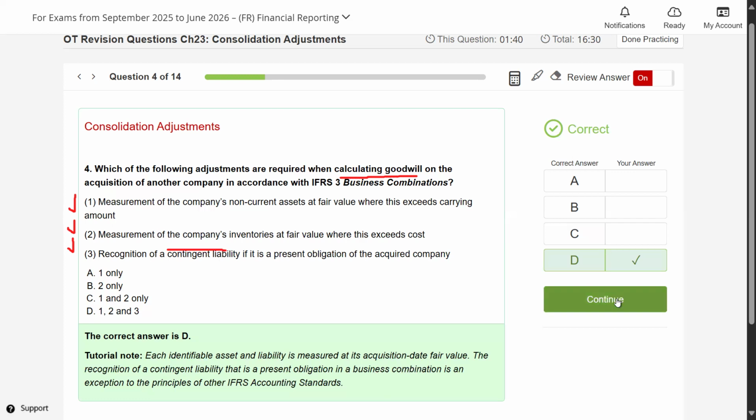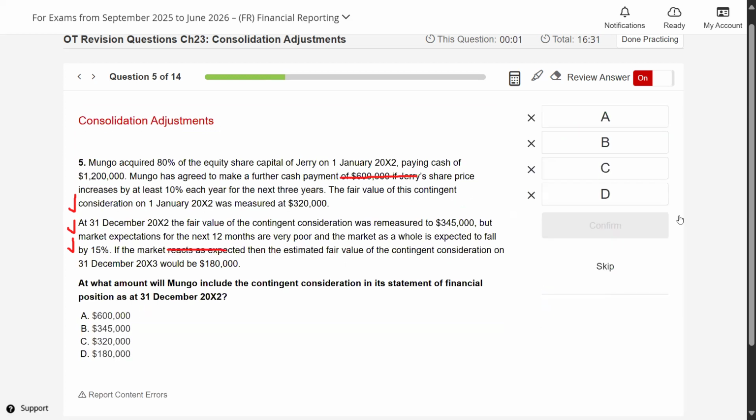Okay, so we continue with the next one here. Let me just clear the drawing so that we can have a better understanding. This is a good one, not requiring a lot of calculations. At what amount will Mungo include the contingent consideration in its statement of financial position as at 31st of December 20x2? So we're looking at the value of the contingent consideration at the statement of financial position date. Let's see what the situation was when the acquisition took place.